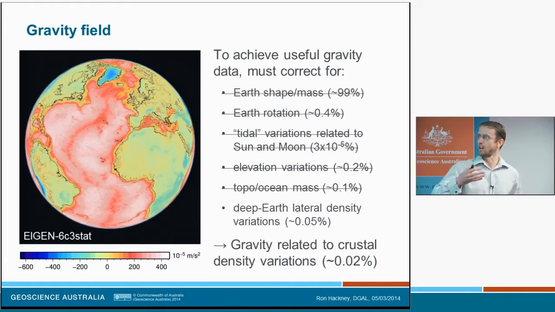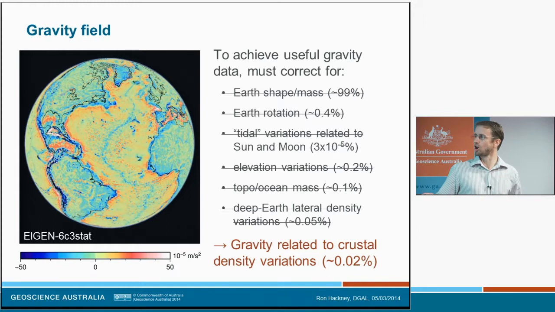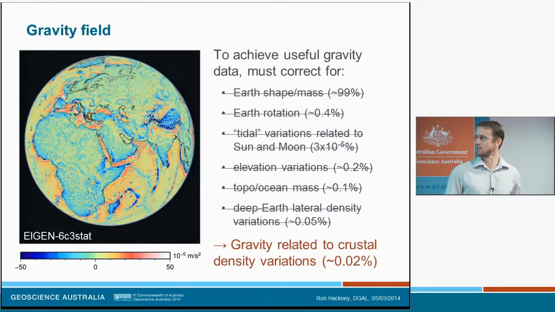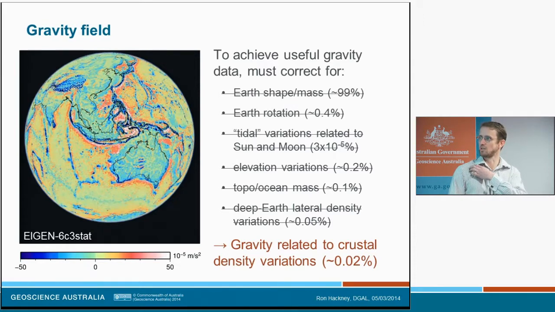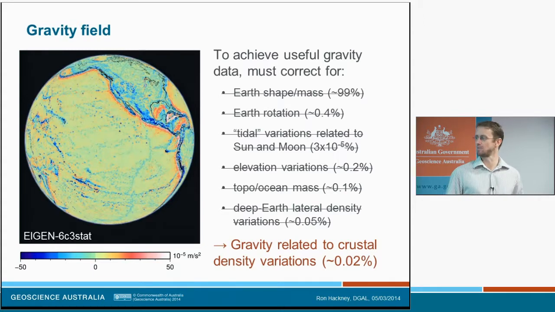We can do some kind of regional residual field separation, so it's basically removing the longer wavelength effects related to the deep lateral variations, and then we'll end up with something that's reflecting what we would hope to see more in the geology. So that's the process we've got to go through to get to something that's useful in our gravity measurements.